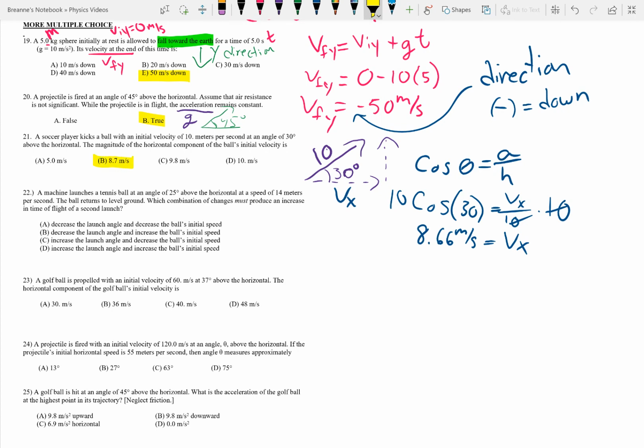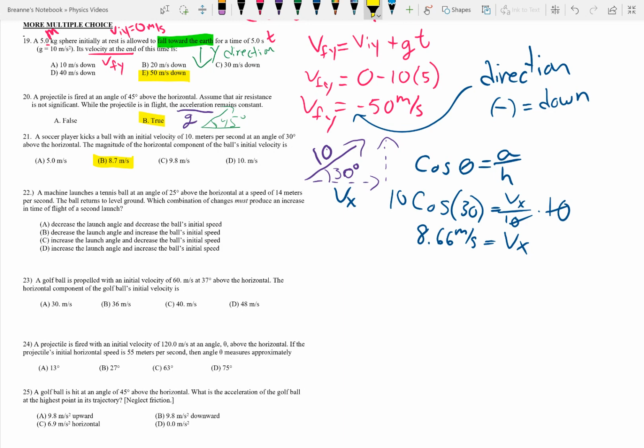Next question. A machine launches a tennis ball at an angle of 25 degrees above the horizontal at a speed of 4 meters per second. The ball returns to level ground. Which combination of changes must produce an increase in time of the flight of a second launch?